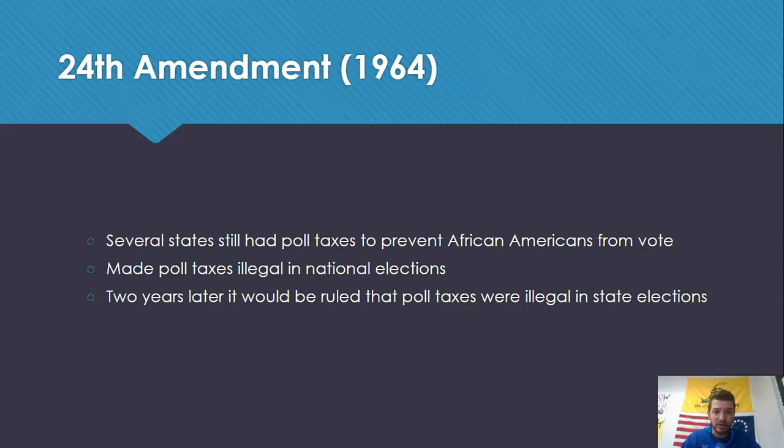Then 2 years later, the Supreme Court ruled that poll taxes are actually illegal in state elections as well. Okay, so it's really important to know that now poll taxes can be used in 0 elections, and they can no longer be used to impede anyone, but especially minorities, from voting.